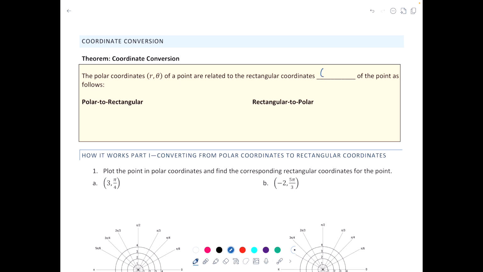rectangular coordinates x, y of the point as follows. So if you have polar and you want to go to rectangular, you use x equals r cosine theta and y equals r sine theta. If you want to go from rectangular to polar, you use tangent theta is y over x, and r squared equals x squared plus y squared. Cool, cool? All right, so let's take a look.